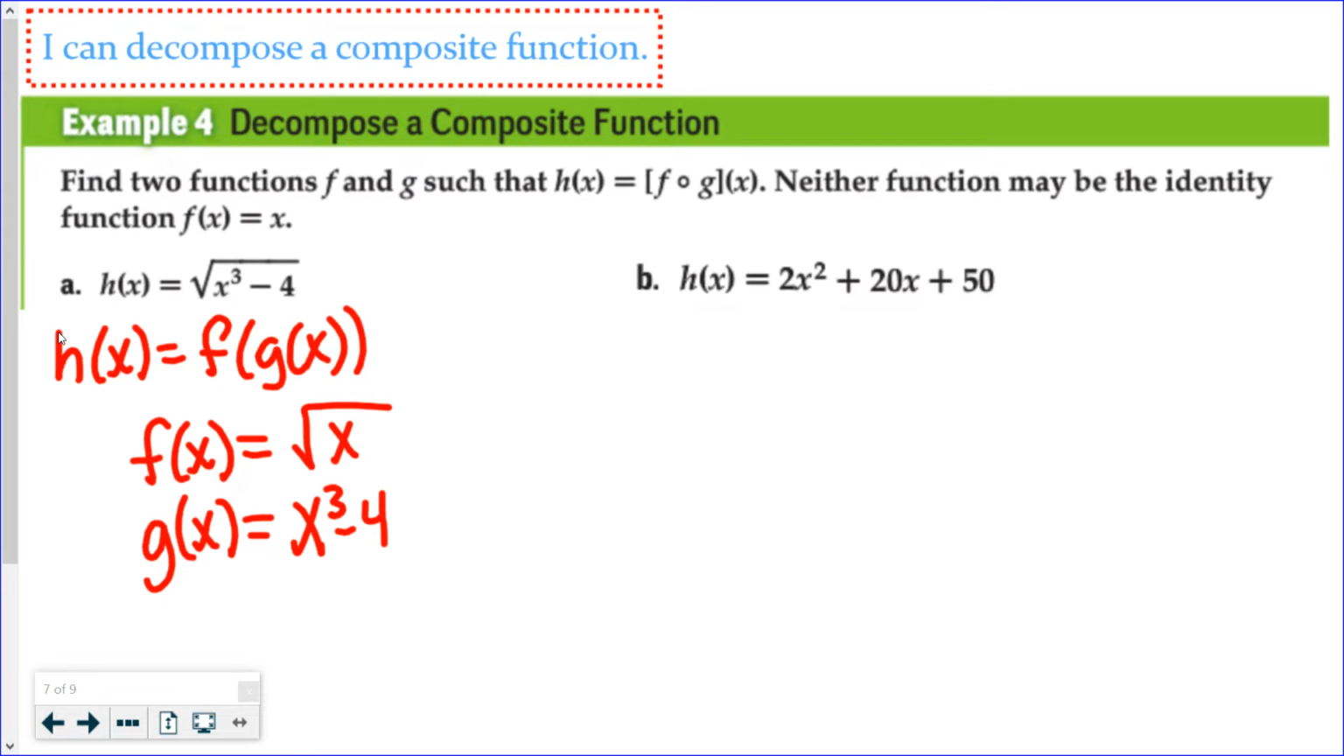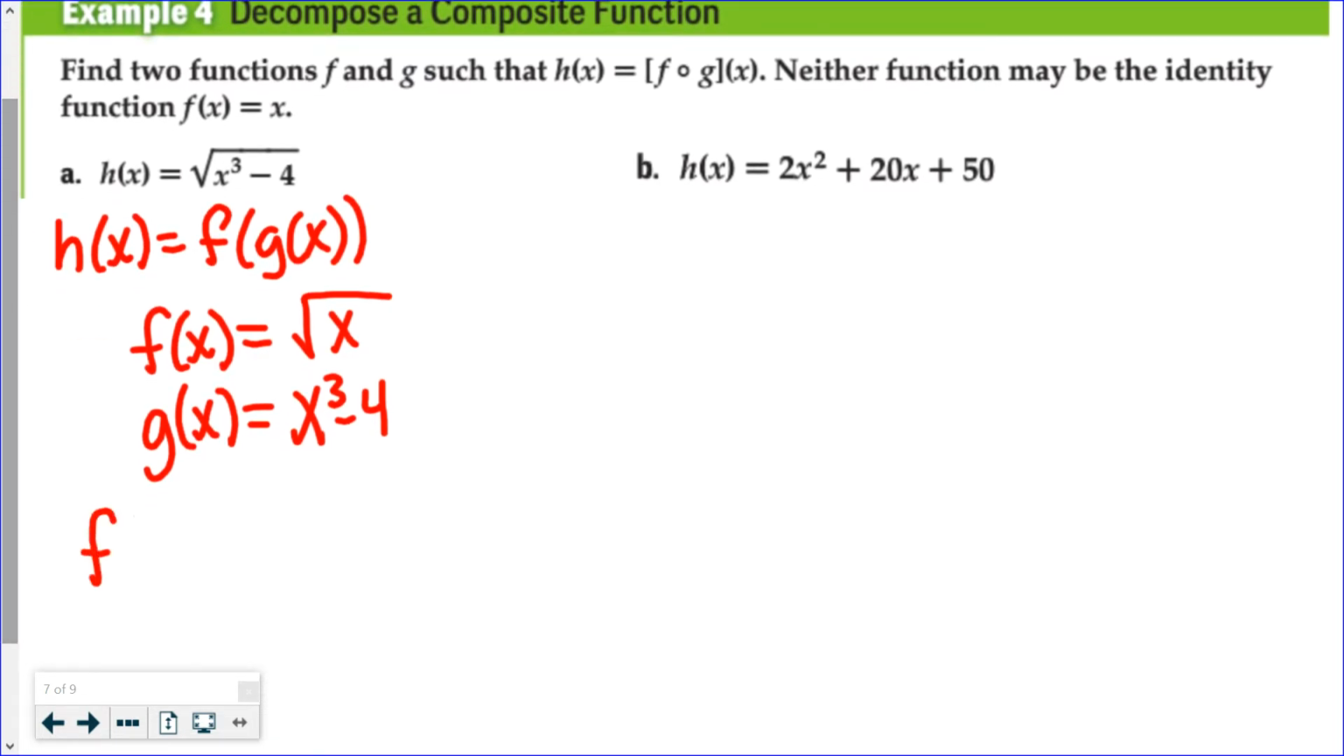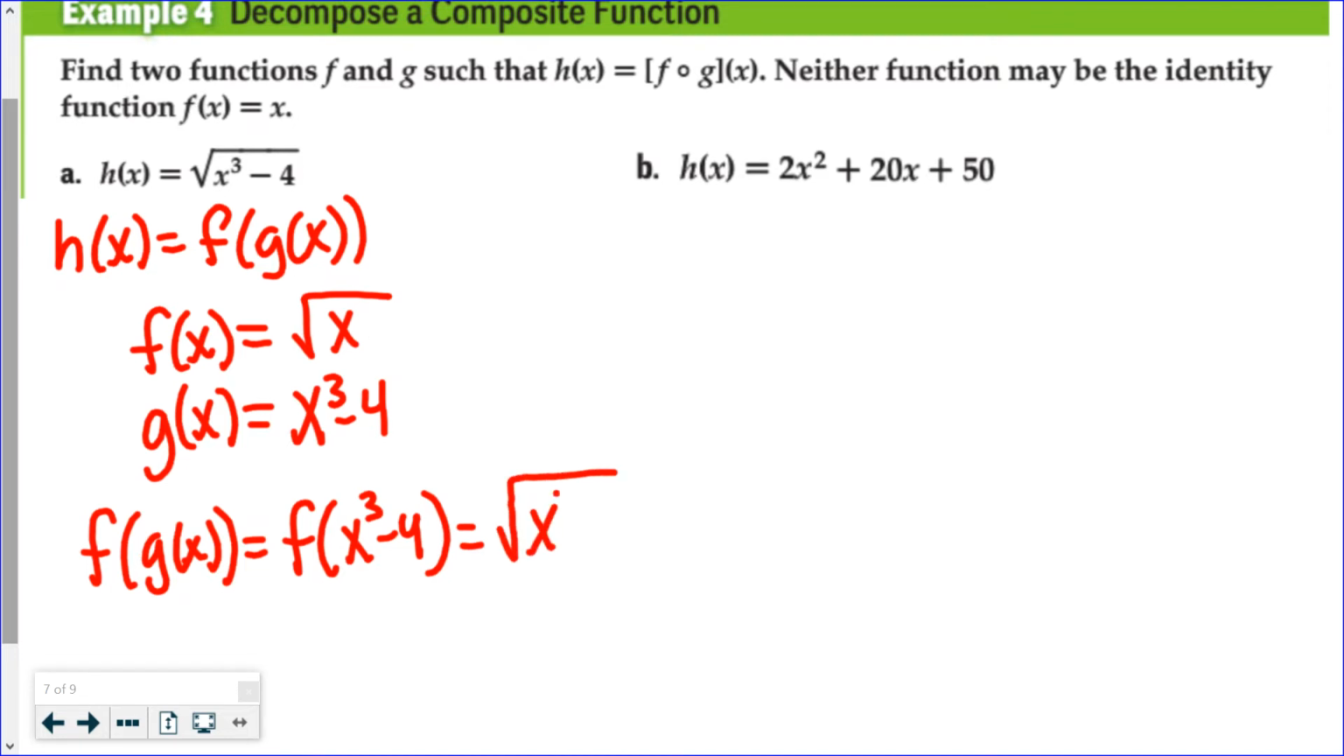So now when I plug this guy in, I'll do this just for this one. f of g of x would be f of x cubed minus 4, because that's what g of x is, which means I'm going to take this guy here and plug it in for x. So I get the square root of x cubed minus 4, which is my h of x.